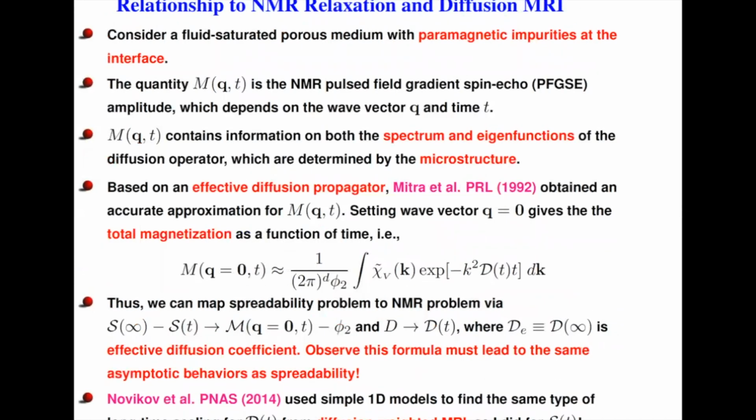Then I want to point out that there is an amazing set of results that were done by Pavitra Sen and his collaborators from Schlumberger Dahl from the 80s and 90s that involve NMR relaxation. And I want to just make the connection to this. So again, let's consider a fluid-saturated porous medium with paramagnetic impurities at the interface. The quantity M(q,t) is the NMR pulse field gradient spin echo amplitude, which depends on the wave vector q and time t. It's been known that it contains information on both the spectrum and eigenfunctions of the diffusion operator, which are determined by the microstructure. So what they did was they came up with an effective diffusion propagator to obtain an accurate approximation for this M(q,t).